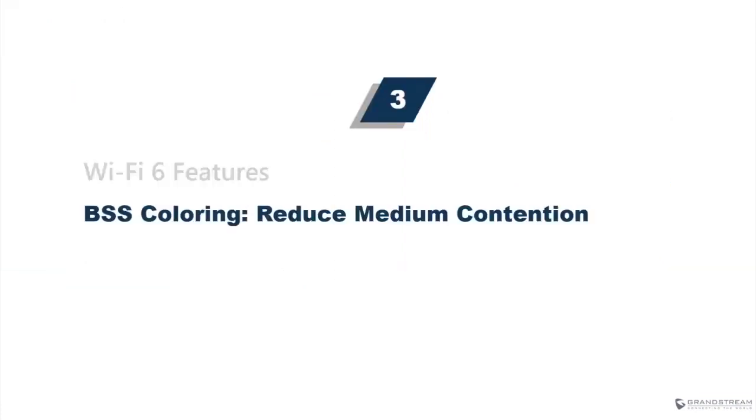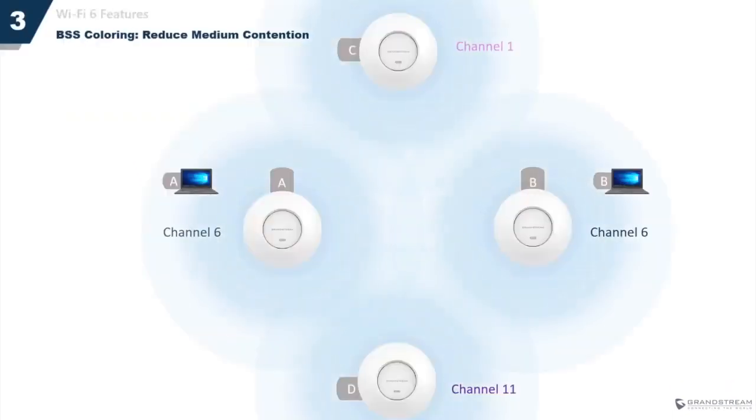Another feature that was introduced in Wi-Fi 6 is called BSS Coloring, which is designed to reduce contention over the wireless medium, specifically in a dense environment with multiple access points operating in proximity. Before we dive into explaining what BSS Coloring is and how it works, let's first define what a BSS is.